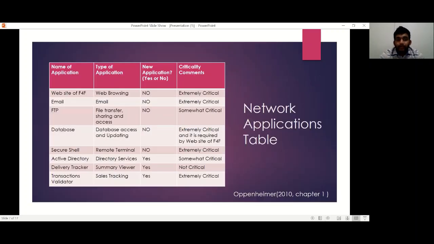Certainly, the network application table includes the website for F4F, email, FTP (file transfer protocol), database, secure shell, active directory, delivery tracker, and transaction validator. The first four, website, email, file transfer protocol, and database, are similar in criticality, which is extremely critical. Secure shell is a remote terminal, active directory provides directory services, and transaction validator is something like sales tracking.